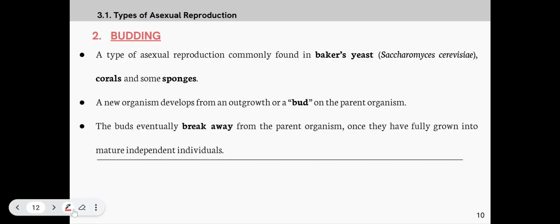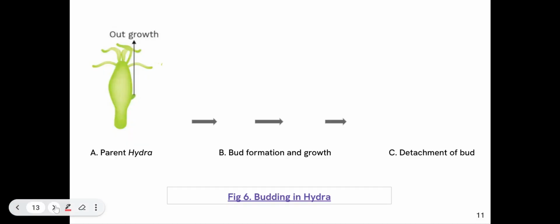The next type of asexual reproduction is budding. It is a type of asexual reproduction commonly found in baker's yeast, scientifically known as Saccharomyces cerevisiae, corals, and some sponges. A new organism develops from an outgrowth or a bud on the parent organism. The buds eventually break away from the parent once they have fully grown into mature independent individuals. Let us have a look at budding in hydra.